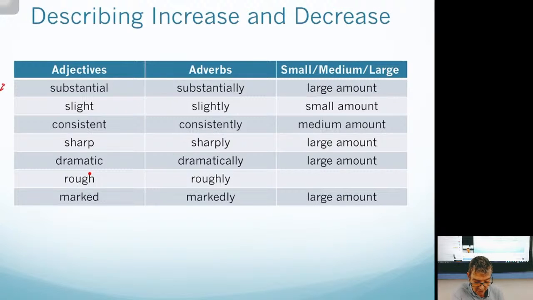Okay, and then the final one, markedly. So this tells us that it's a large amount.